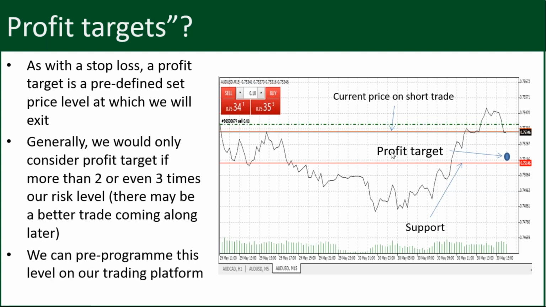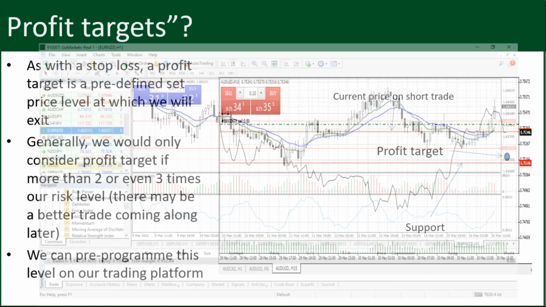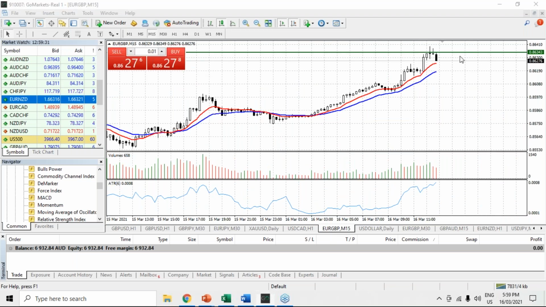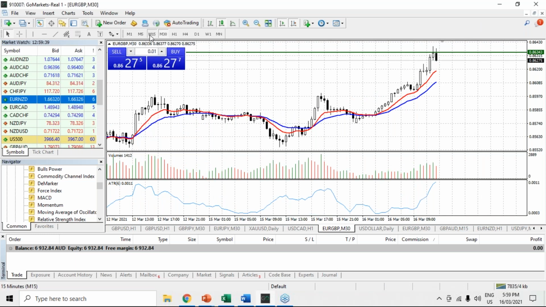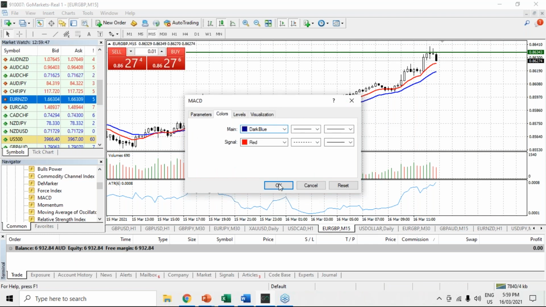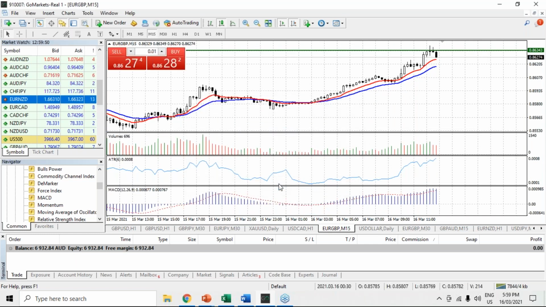And as I said, we can put these on our platform. So in the same way, I'll just show you that. Let's find something that might or might not move. Actually, let's just put a MACD on this. No, not yet.